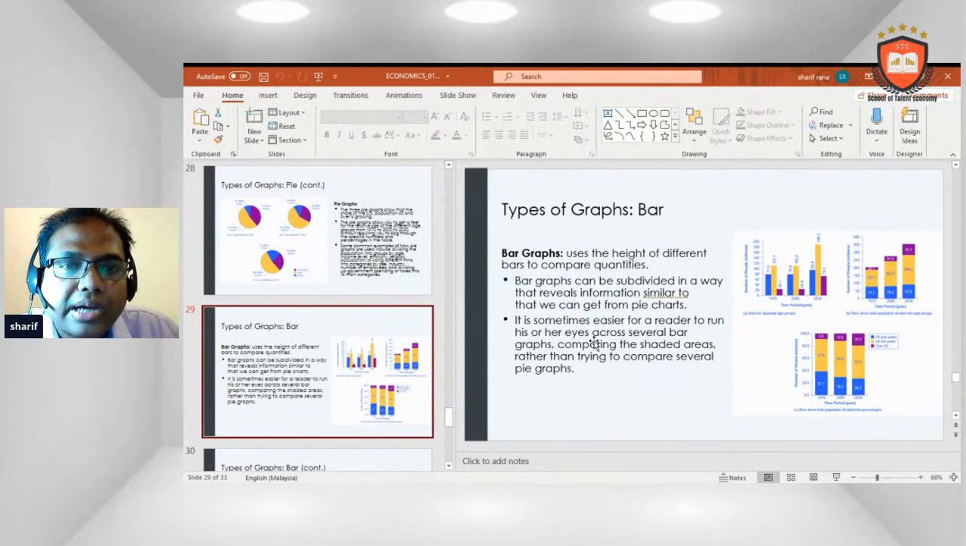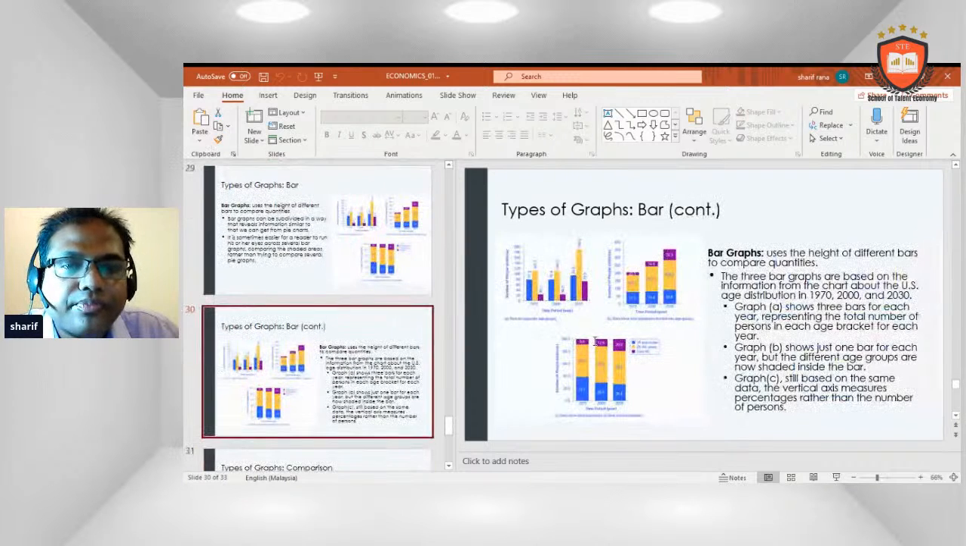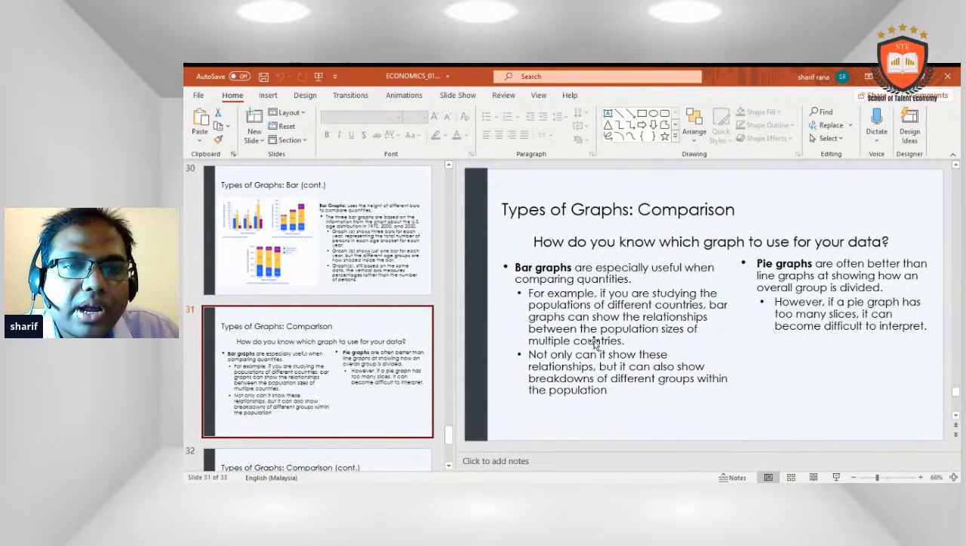The bar graph can be subdivided in a way that gives relevant information similar to what we can get from pie charts. It is sometimes easier for a reader to run their eyes across several bar graphs. The three bar graphs are based on the information from the three pie graphs about US age distribution in 1970, 2000, and 2030. Bar graphs are especially useful when comparing quantities.